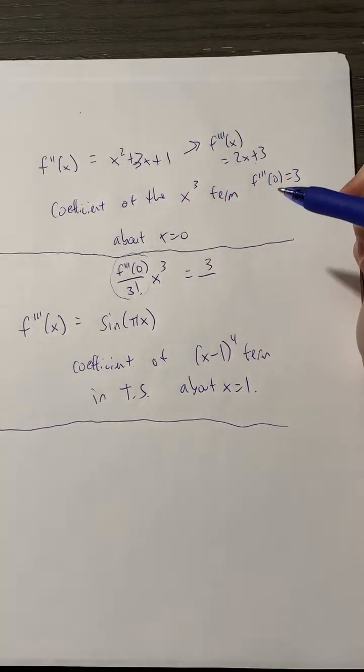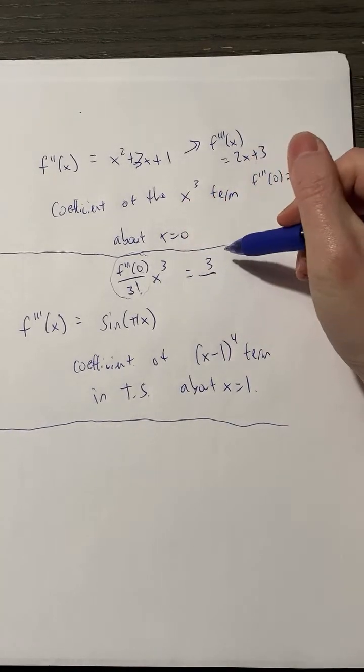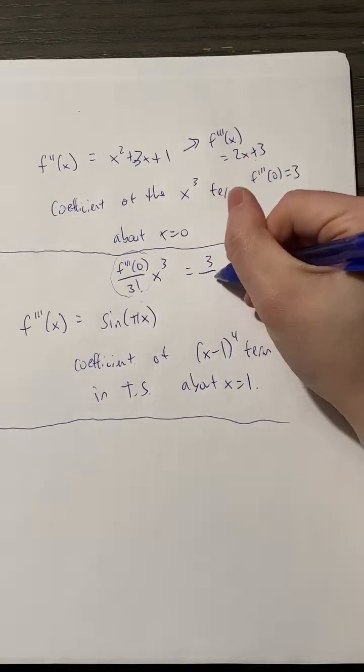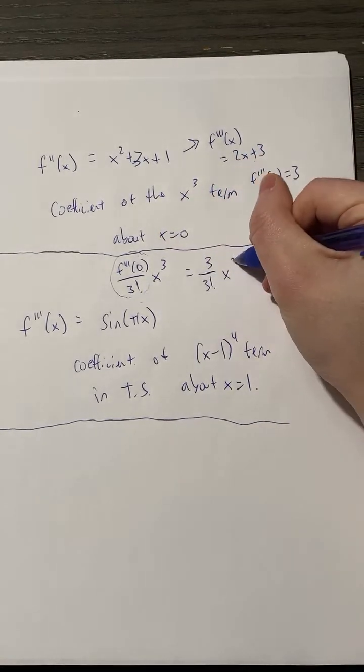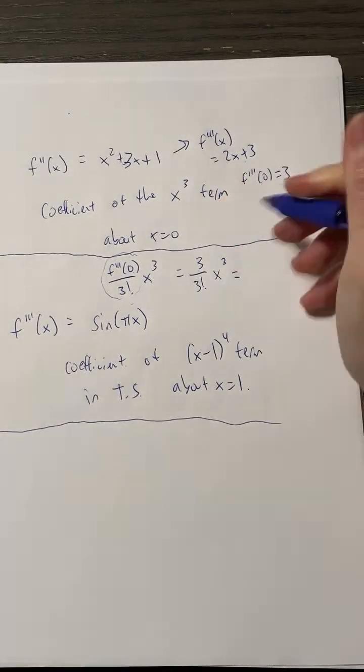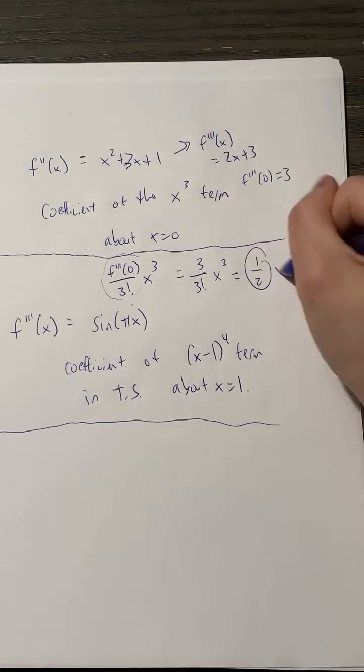But if you're doing multiple choice, 3 will always be an answer choice, but that's not the correct answer because we still have to divide by the factorial. And really, you don't have to simplify here, but 3 over 6 is 1/2, so the answer is 1/2.